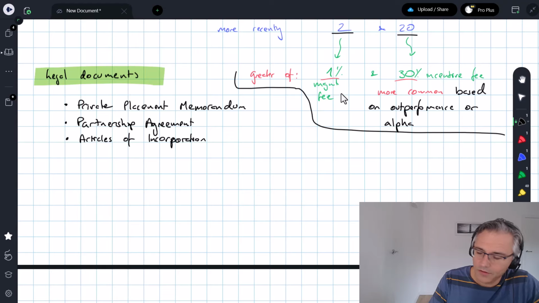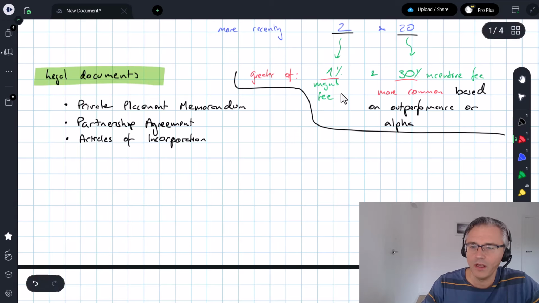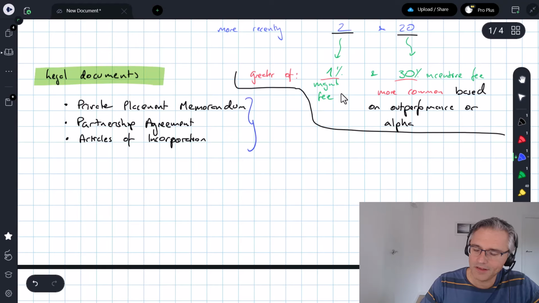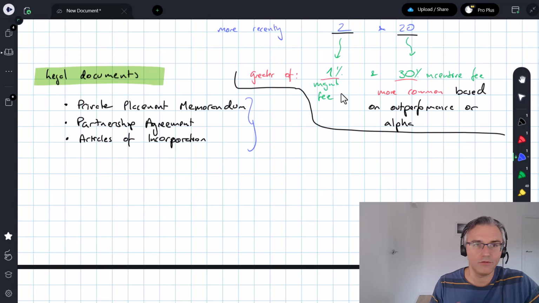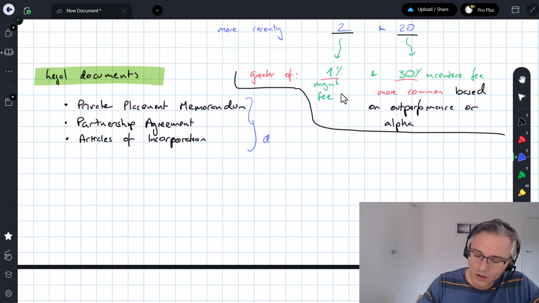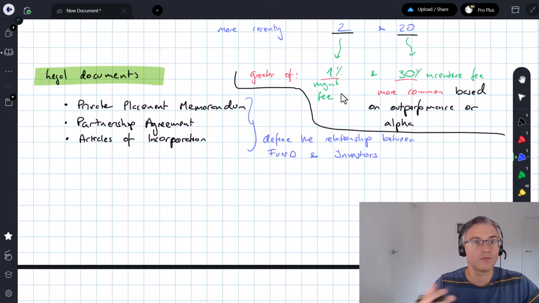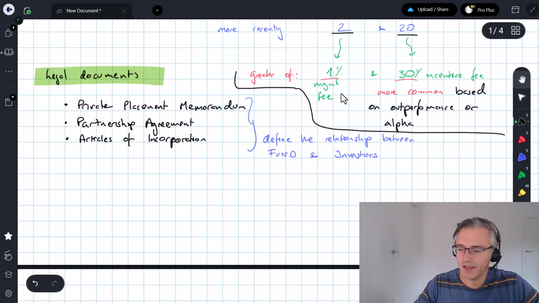Don't worry. I wouldn't suggest ever memorizing this stuff. Just appreciate that there is a legal document or a couple of legal documents which define the relationship between the fund and the investors, whatever the actual legal form the fund takes.